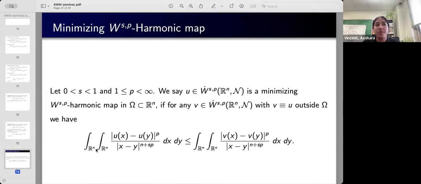So that completes the proof in the local case, or W^{1,p} case. That's the idea of the proof. Now our focus is on the fractional case, and here we define what a minimizing W^{s,p} harmonic map is.